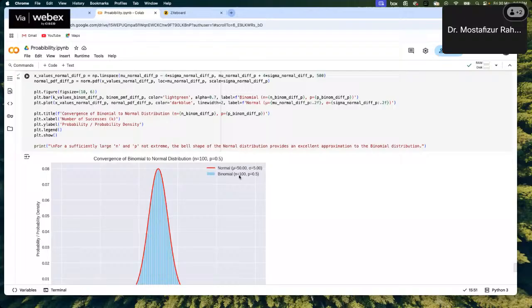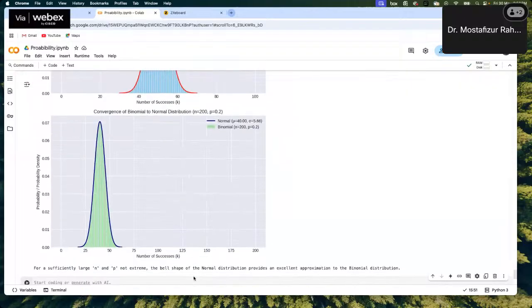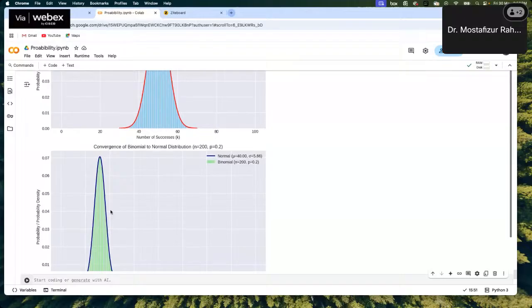So I take this binomial distribution with 100 points and probability 0.5, and then I can see that the distribution, this blue color, is approximated by the normal distribution, right? Again, here I have taken 200 points and probability equal to 0.2. Then I can see the binomial distribution can be approximated as a continuous random variable, the normal distribution, or the Gaussian distribution, I should say.